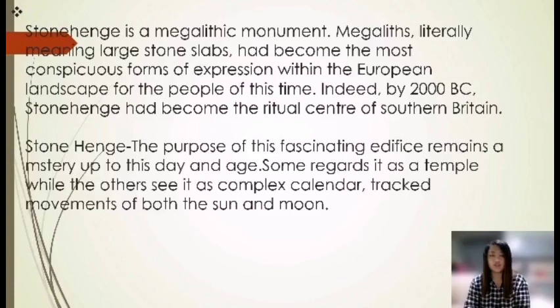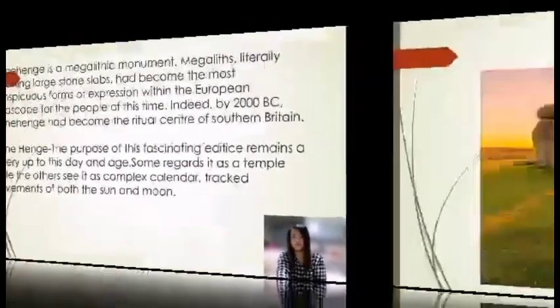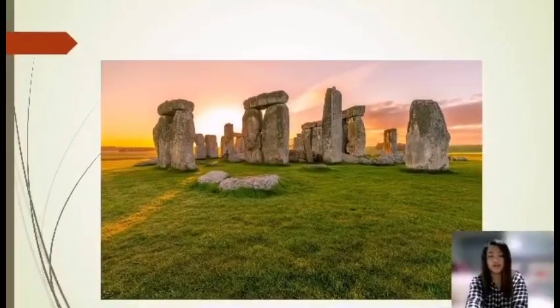Megaliths, literally meaning large stone slabs, had become the most conspicuous form of expression within the European landscape for the people of this time. Indeed, by 2000 BC, Stonehenge had become the ritual centre of southern Britain. The purpose of this fascinating edifice remains a mystery to this day. Some regard it as a temple, while others see it as a complex calendar tracking movements of both the sun and moon. So this is the picture of Stonehenge.